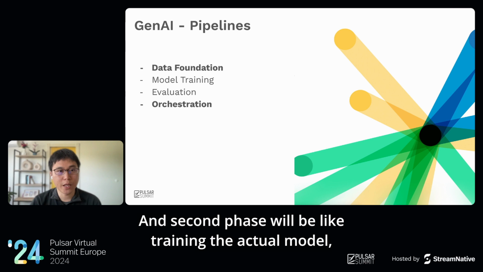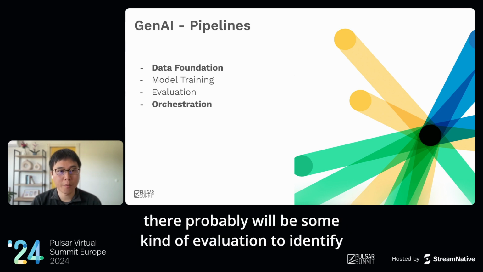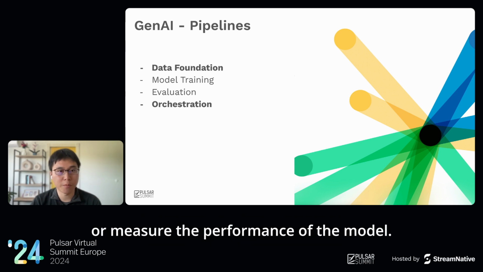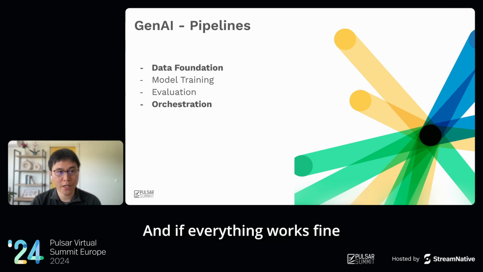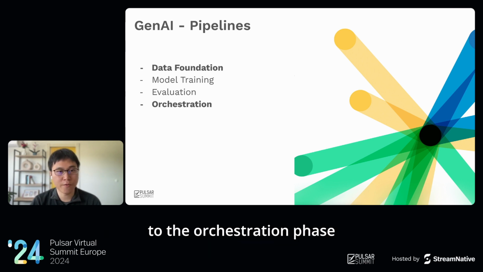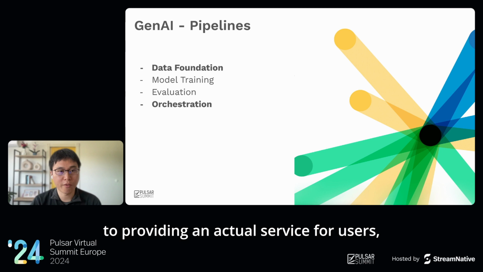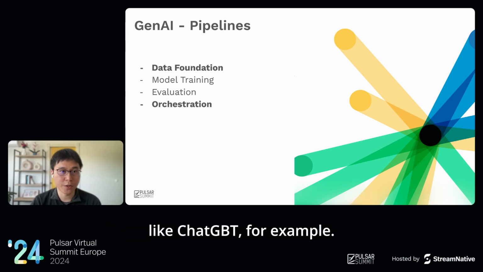The second phase is training the actual model, which may require a lot of GPU resources. After the model is trained, there is probably an evaluation to identify or measure the performance of the model. If everything works fine, it is passed on to the orchestration phase, which combines this newly trained model together with all the other services to provide an actual service for users, like ChatGPT, for example.